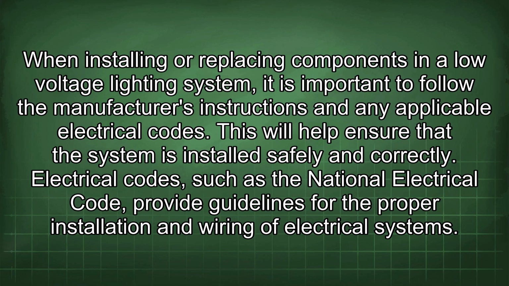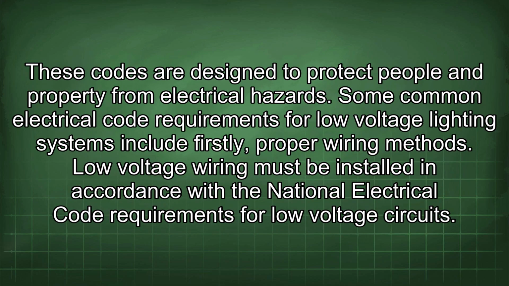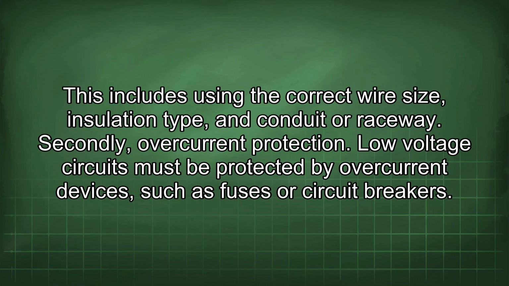Electrical codes, such as the National Electrical Code, provide guidelines for the proper installation and wiring of electrical systems. These codes are designed to protect people and property from electrical hazards. Some common electrical code requirements for low-voltage lighting systems include, firstly, proper wiring methods. Low-voltage wiring must be installed in accordance with the National Electrical Code requirements for low-voltage circuits. This includes using the correct wire size, insulation type, and conduit or raceway.